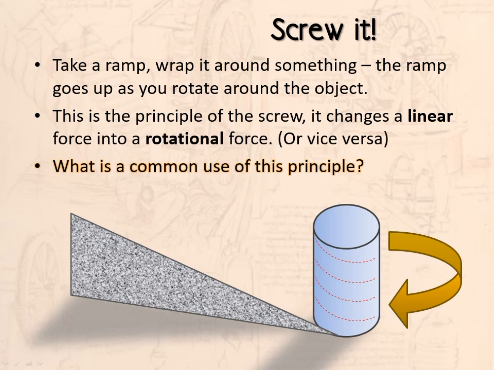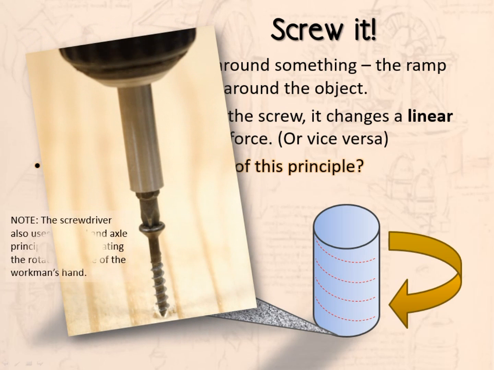So we also use a screw for something called a screw, and this is perhaps the most obvious use of this machine in everyday life. And you can see there the screw, which looks a lot like a ramp in this picture, around the cylindrical body of the screw, and when you turn that with the screwdriver, then the ramp will pull the screw into the wood, and that will hold it in place.